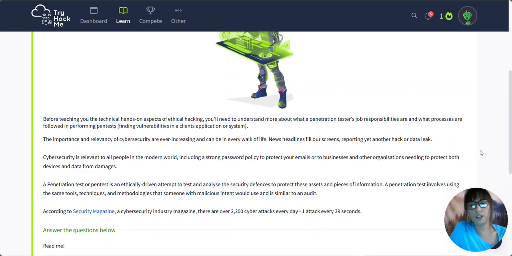A penetration test involves using the same tools, techniques, and methodologies that someone with malicious intent would use and is similar to an audit. According to Security Magazine, a cybersecurity industry magazine, there are over 2,200 cyber attacks every day, one attack every 39 seconds.